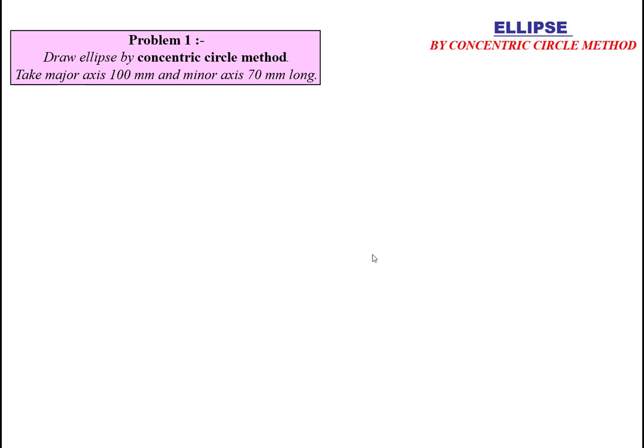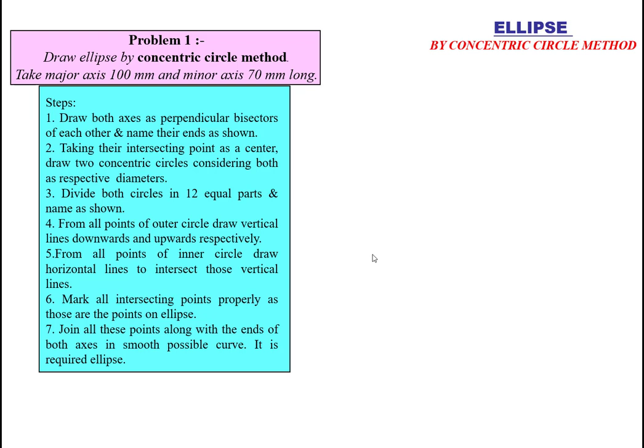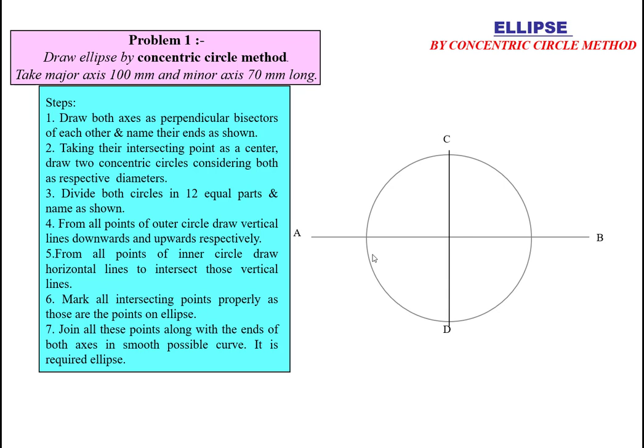So first of all, let us see the ellipse by concentric circle method. There are different methods to draw an ellipse. In that, the first method is the concentric circle method. Now, the major axis dimension of the ellipse is 100 mm and the minor axis dimension is 70 mm. So we have to draw concentric circles of diameters 100 mm and 70 mm. It means that we have to draw circles with radii 50 mm and 35 mm. So draw two circles which have the same center but different radii.